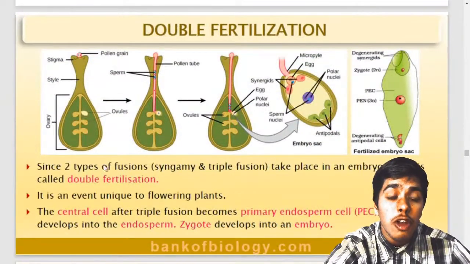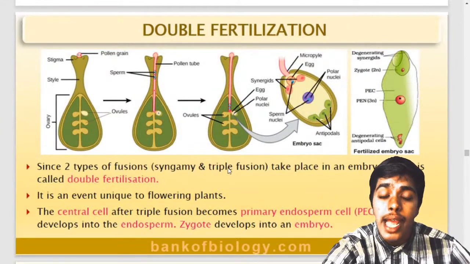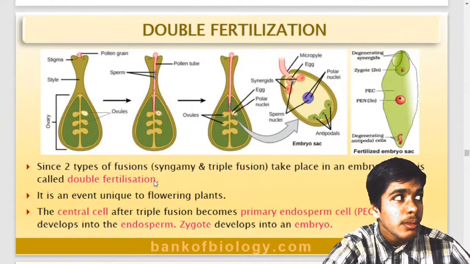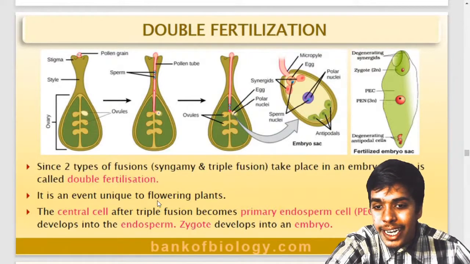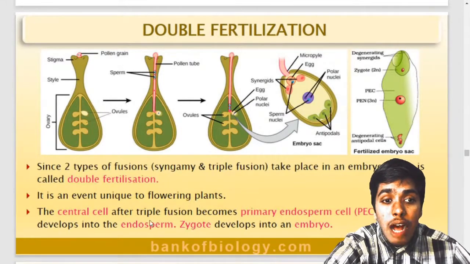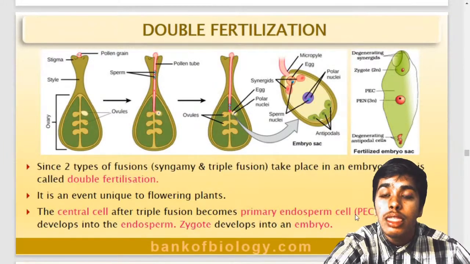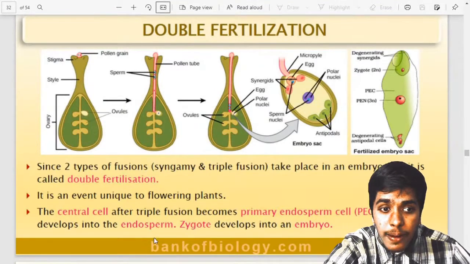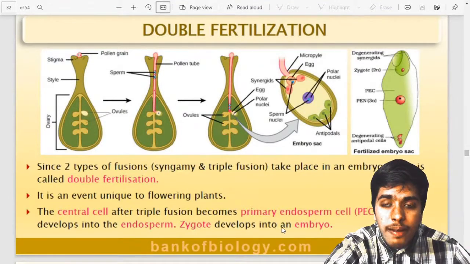Since two types of fusion, that means syngamy and triple fusion, take place in the embryo sac, it is called double fertilization. It is an event unique to flowering plants. The central cell after triple fusion becomes the primary endosperm cell. Look here, it is the primary endosperm cell and it develops into endosperm. The zygote develops into embryo.